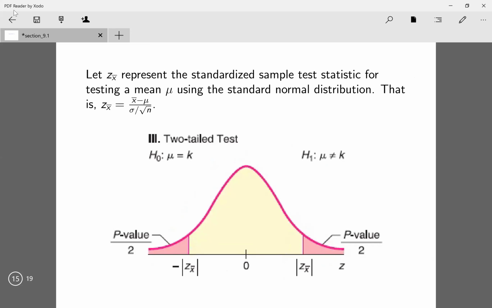The two-tailed test occurs when our alternate hypothesis is that the mean is not equal to something. And what you do is you find the area in the left tail and you double it, or you find the area in the right tail and you double it. And so this will be an example of what you do when you don't really know initially what the alternate hypothesis should be.